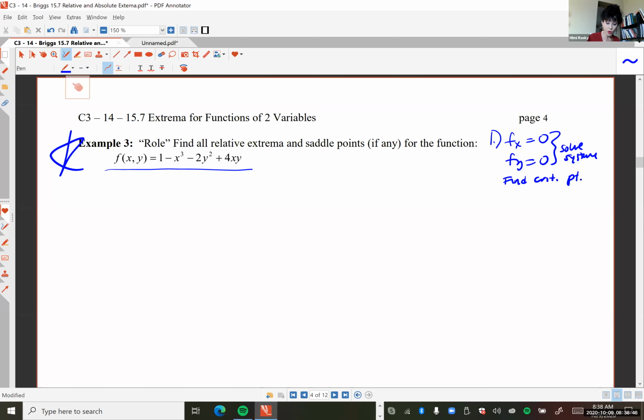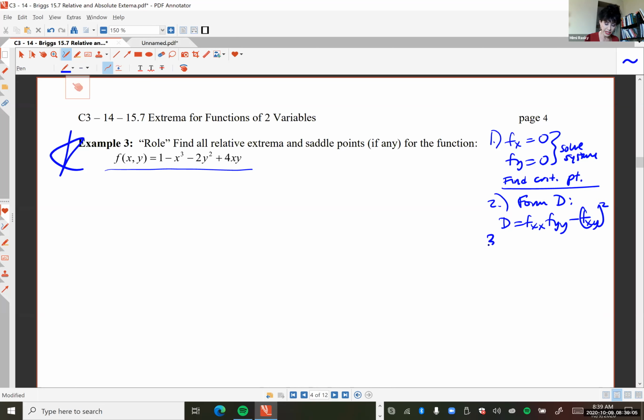You may only have 1 point, or there may be 1 or maybe 2 or maybe 3, 4, 5, 6, 7, who knows? After you get your critical points, you're going to do step 2. You're going to form D. D is this quantity: fxx multiplied by fyy minus fxy squared.